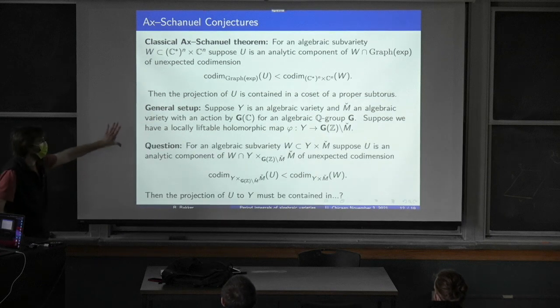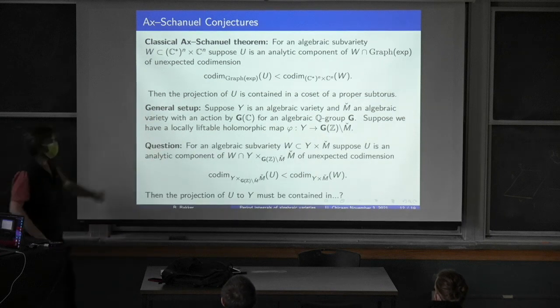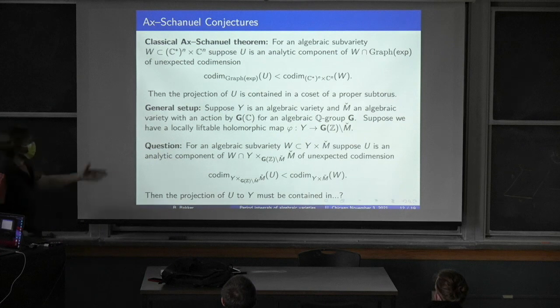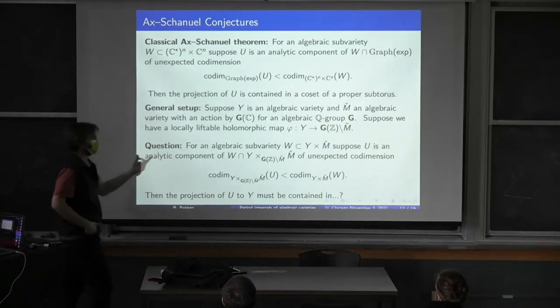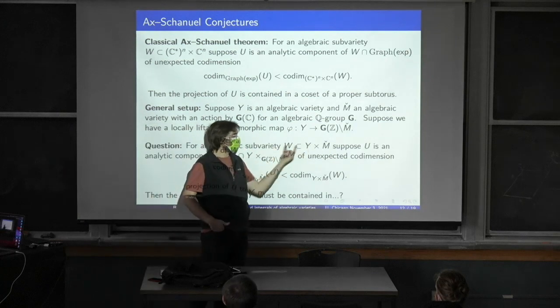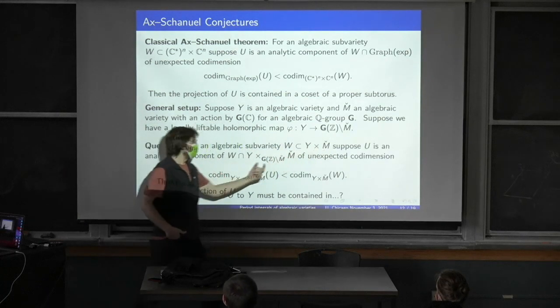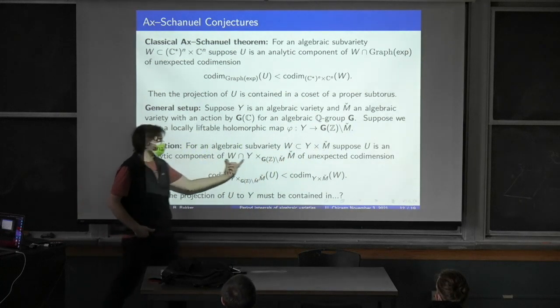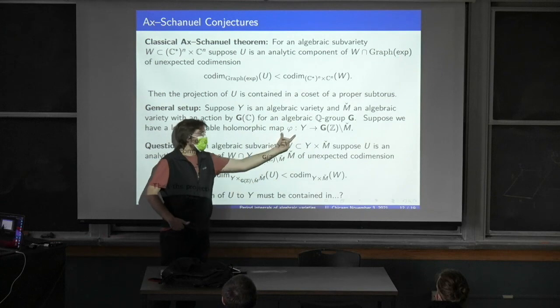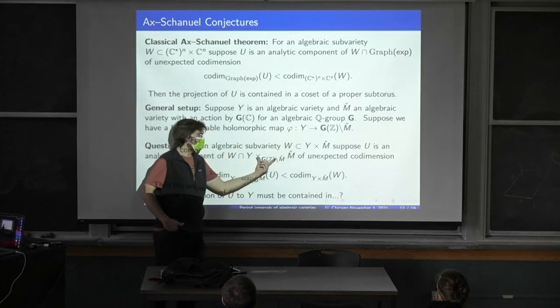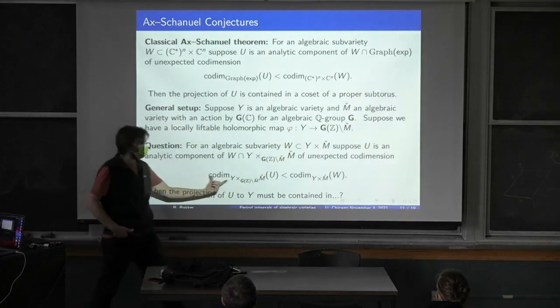And so now in this general setup, which includes the example I just gave, we want to ask this sort of Ax-Schanuel type statement. We want to say, suppose I have an algebraic subvariety of this product. And suppose when I intersect down by what is essentially the graph of this period map, I get a component of unexpectedly big dimension.